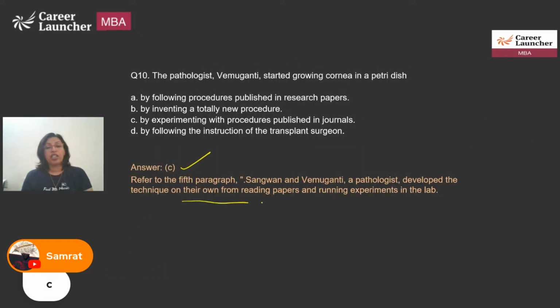See, they developed a technique on their own from reading papers and running experiments. So they read papers and they ran experiments. So that's why experimenting with procedures published in journals.